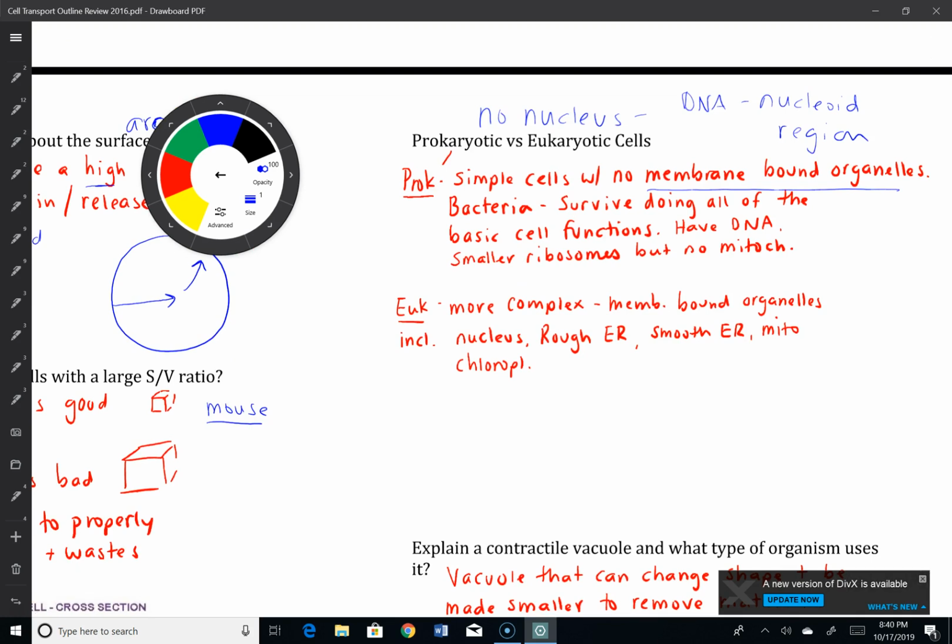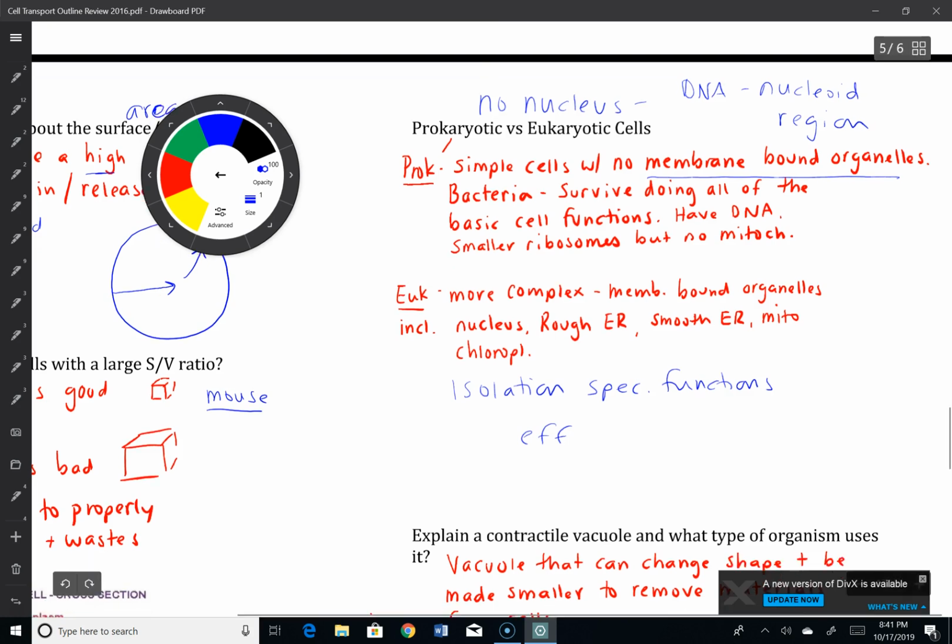Eukaryotic cells are way more complex. Those are the ones we just saw. Membrane-bound organelles, things like nucleus, rough ER, smooth ER, mitochondria, chloroplasts. And basically these organelles allow for the isolation of specific functions, which in essence will allow way greater efficiency within the cell. So although it looks like it has more going on, the efficiency is way better, and these cells can grow larger and do more functions.